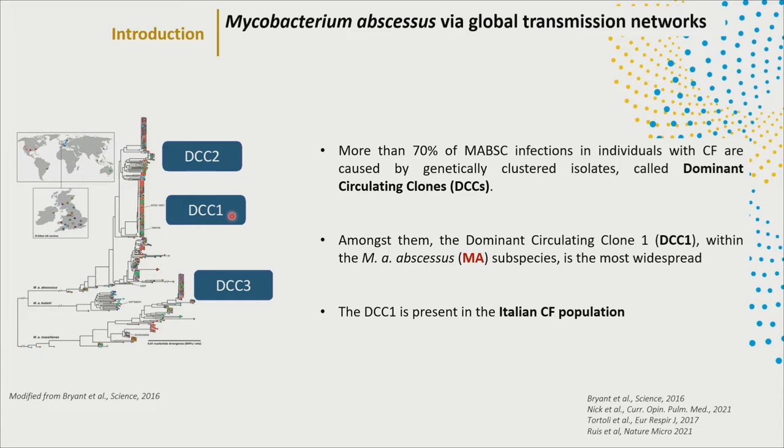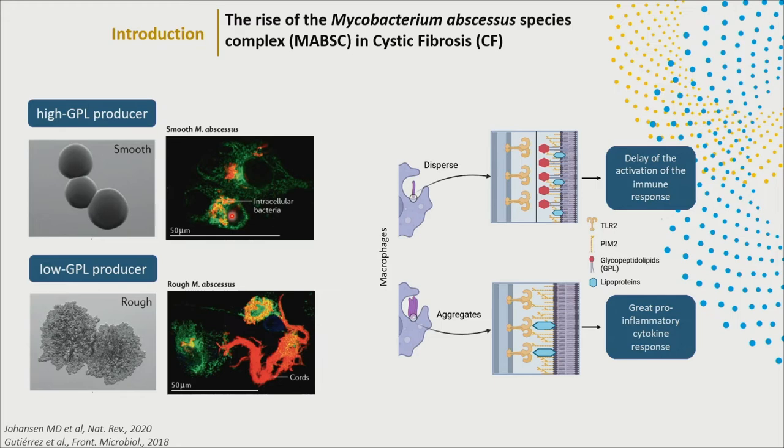Again, in the context of Mycobacterium abscessus, it has been widely described that the different morphotypes, the smooth and the rough morphotype, may account for a completely different pathogenicity. In particular, this model has been described in macrophages through the activation of the toll-like receptor 2 pathway. And in the context of cystic fibrosis, less is known about the interaction of these two morphotypes with the cystic fibrosis epithelial cells.